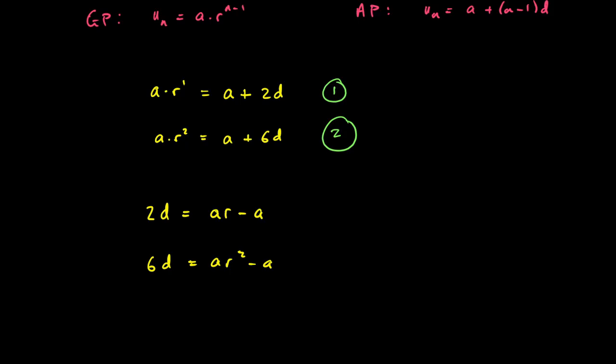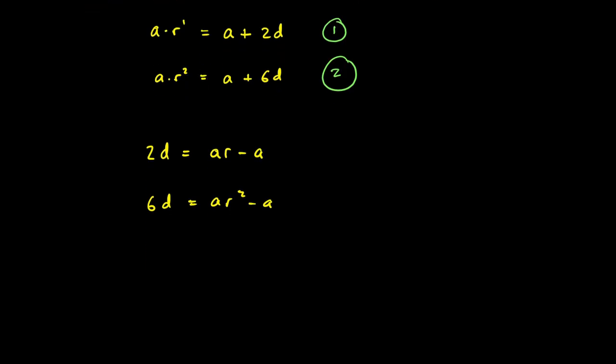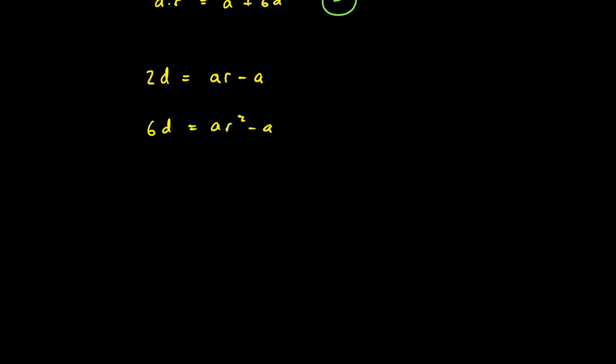And the reason I've done that is because if I divide one of these equations by the other, I'm going to eliminate the d, and I'm also going to eliminate the a, and that's quite effective. So I'm going to do the first equation, 2d is equal to a r minus a, and divide it by the second, 6d is equal to a r squared minus a. Okay, so I'm going to cancel off the two d's here. The d is gone, and I'm going to cancel off the a's, so divide by a, which gives me a 1, and divide by a, which gives me 1.